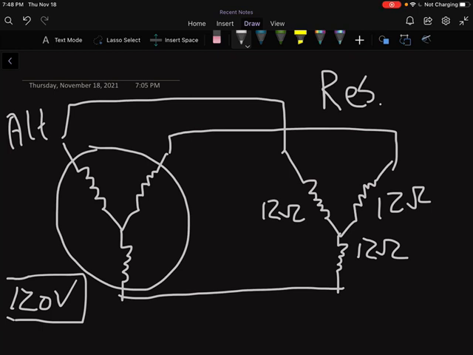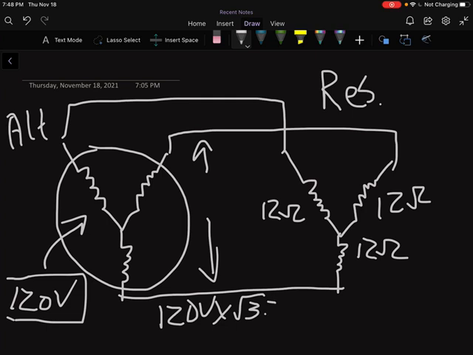So first things first, I want to deal with my phase voltage of 120 volts. So that's my phase value, and I want to end up getting a line value. So to go from phase values to line values, remember we got to take our 120 volts and multiply that by root 3. And if we do that, we get a voltage of 208 volts. So we know that our line voltage is 208 volts.